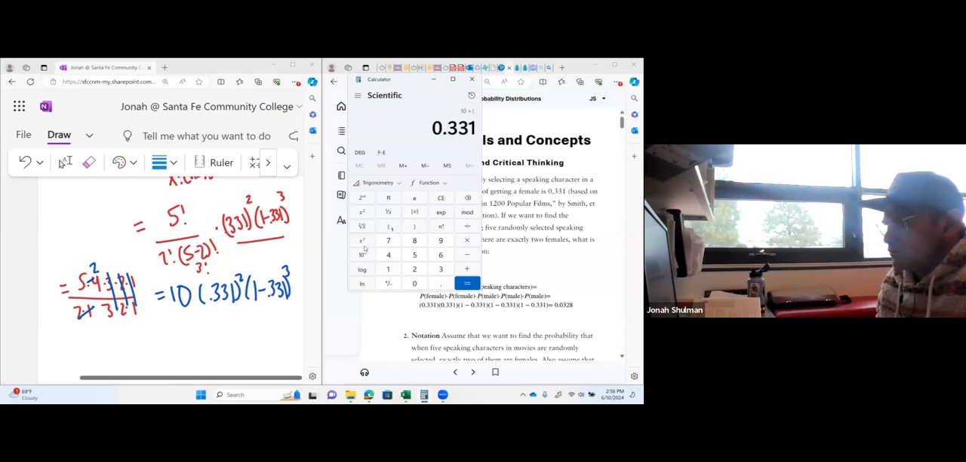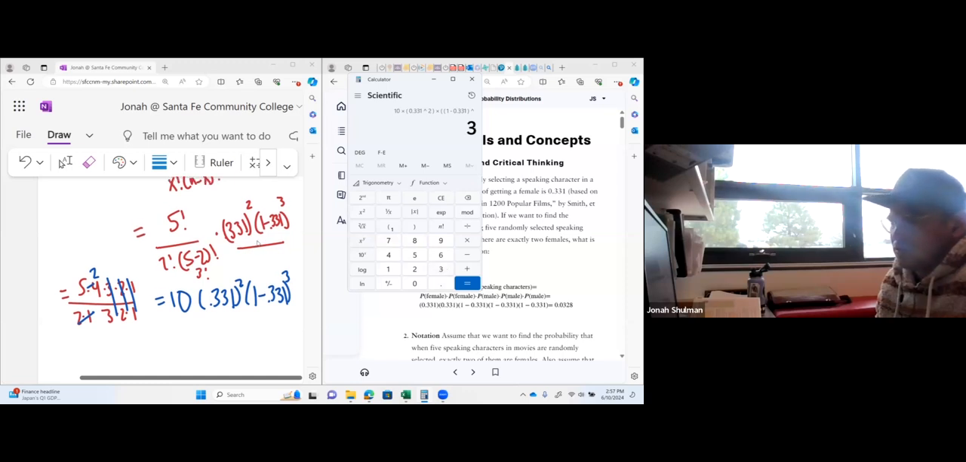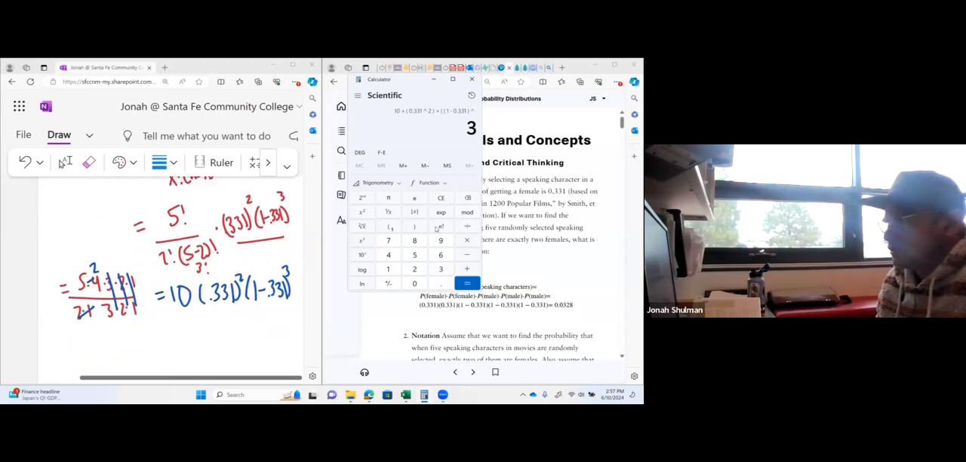0.331 to the second power, close. And we're going to do times parenthesis 1 minus 0.331 close parenthesis, raise this to the third power, because that is what 5 minus 2 is for this one. Then I'm going to close that. And so the real answer is 0.299 or 29.9%.